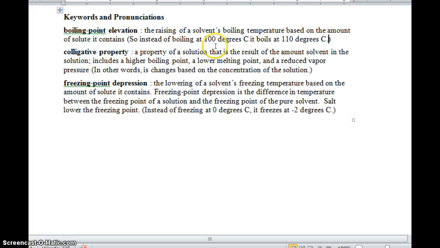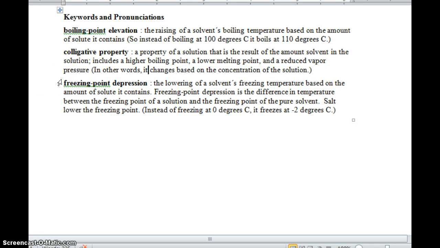So pure water boils at 100 degrees Celsius, but when we have it in solution, we might have a boiling point elevation or increase, and so it would boil at 110 degrees Celsius. Colligative properties: a property of a solution that is the result of the amount of solvent in the solution. It includes a higher boiling point, a lower melting point, and a reduced vapor pressure. In other words, it changes based on the concentration of the solution. So if we have a lot more salt in the solution, then it's going to have different properties or different boiling point than if there's just a tiny little bit of salt.